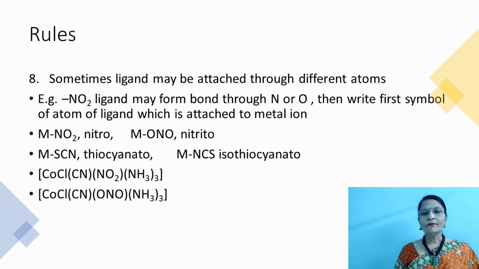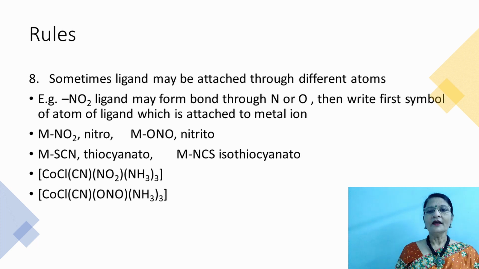Then we can take the example of these ligands, Co, Cl, CN, NO2, (NH3)3. In this case, NO2 is attached through the nitrogen atom. In the second complex, Co, Cl, CN, ONO and (NH3)3, ONO indicates that this NO2 is attached to the central metal ion by using O.